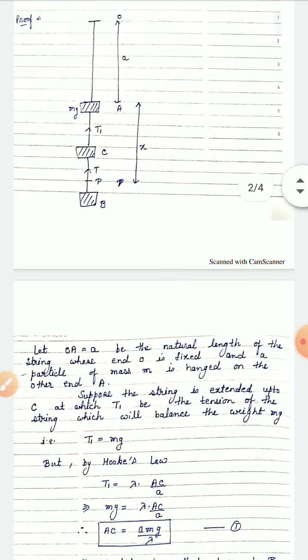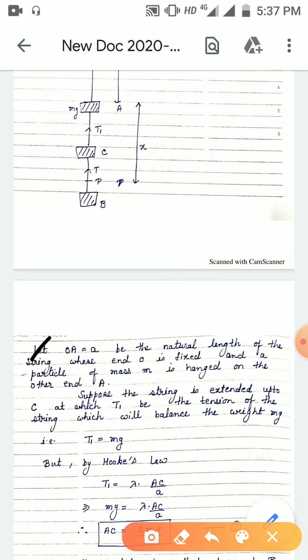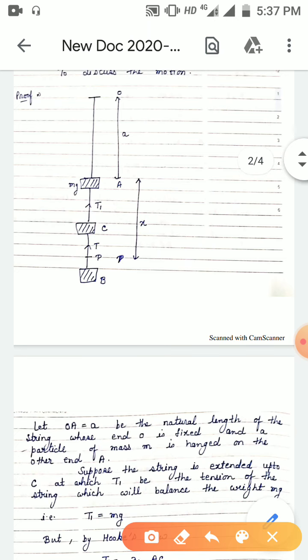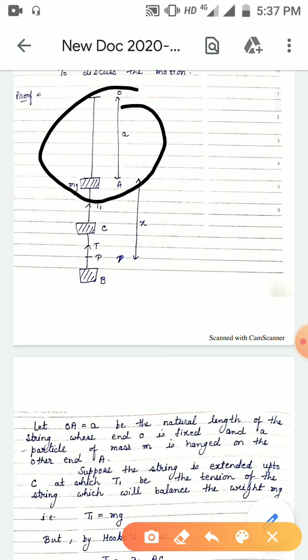So start with here and parallelly consider the figure also. Let OA equal to a be the natural length of the string whose end O is fixed, and a particle of mass m is hanged on the other end A. This is OA. The natural length is a and the particle of weight mg is hanged at the end A.